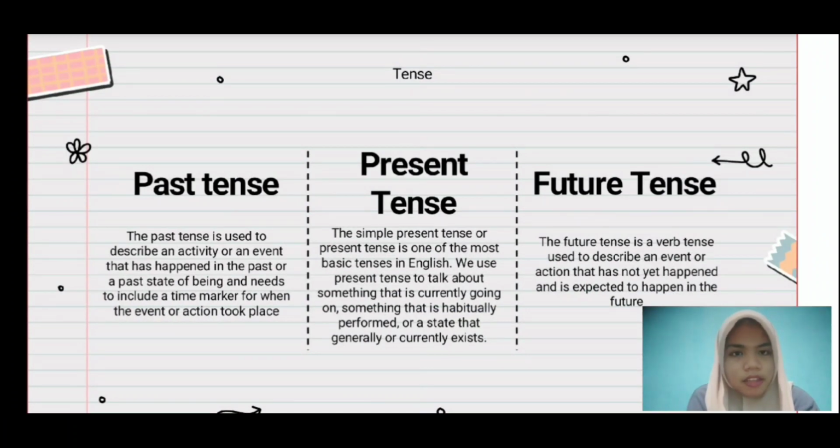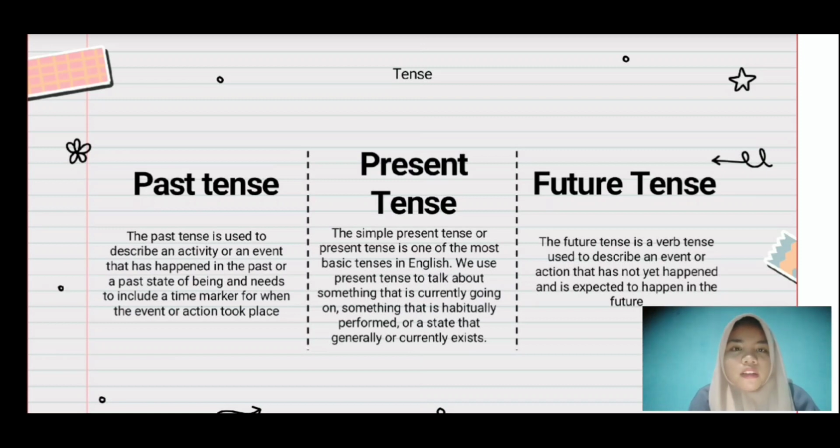Past tense. The past tense is used to describe an activity or an event that has happened in the past, or a past state of being, and needs to include a time marker for when the event or action took place. For example, we met yesterday, or he bought a new laptop last week.